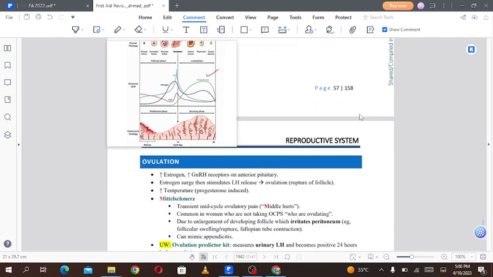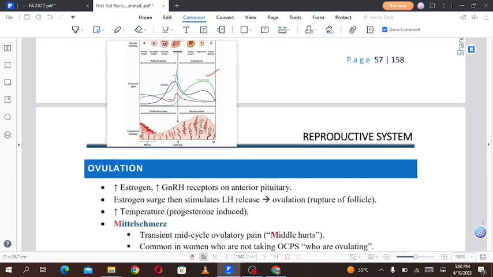So increased estrogen, increased GnRH receptors on the anterior pituitary. Ovulation happens because of increased estrogen. Whenever there is increased estrogen, that will cause an increase in the GnRH receptors on the anterior pituitary. The estrogen surge then stimulates the LH release. So estrogen in the mid cycle causes an LH release that leads to ovulation and rupture of the follicle.